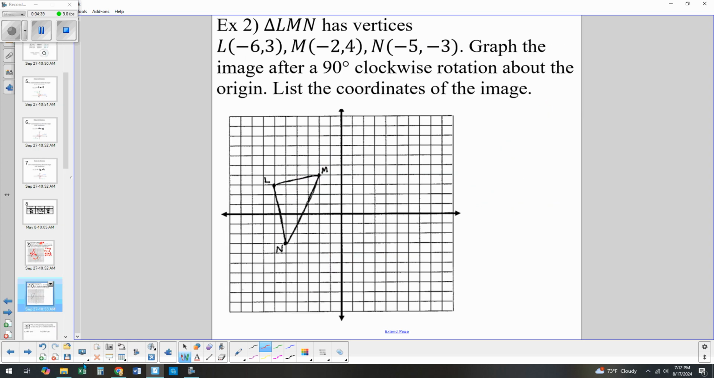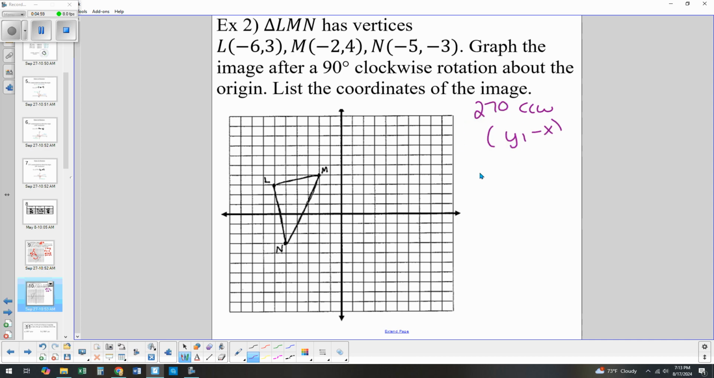In example 2, we want to graph the image after a 90-degree clockwise rotation. So 90 clockwise is equivalent to 270 counterclockwise. And that rule was (y, -x), right? They switch places. The second one changes sign because 270 came last.